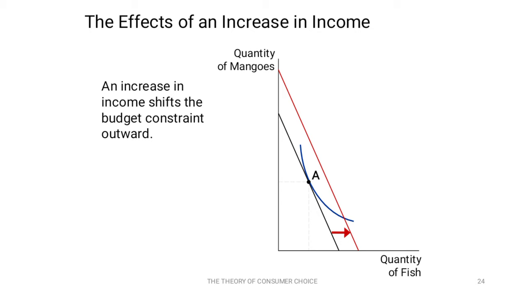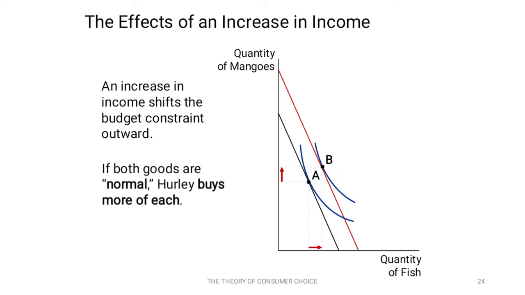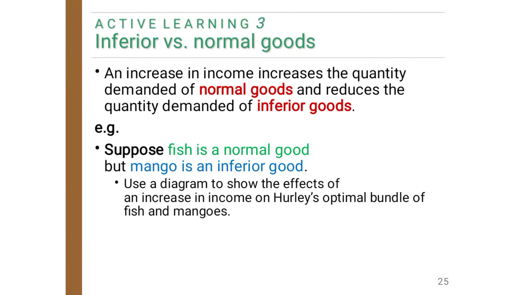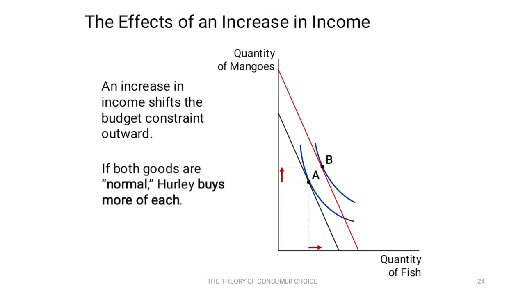An increase in income shifts the budget line outward. We discussed that a few minutes ago. If both goods are normal, it means they follow the normal law of demand: an increase in price, they buy less; an increase in income, they buy more. So you can see that his consumption of mangoes increased, and his consumption of fish also increased. That's the graph over there.